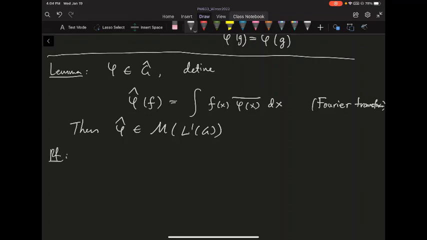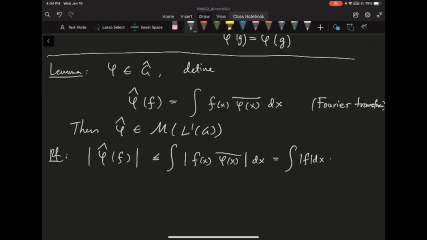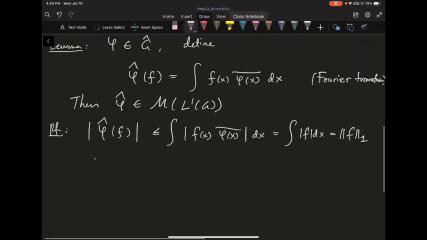So phi hat is linear. That's pretty clear, so I'm not going to prove that. It's also continuous, because if you consider the norm of phi hat f, it's less than or equal to the integral of the absolute value. Let's write everything down here. Because phi has norm 1, phi of x is always in the unit circle, so the absolute value just disappears. So this is the integral of the absolute value of f, which is essentially just the one norm. So phi hat is indeed a linear functional, so it's inside the dual space of L1 of G.